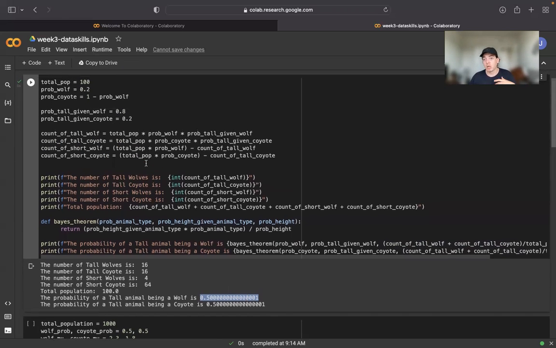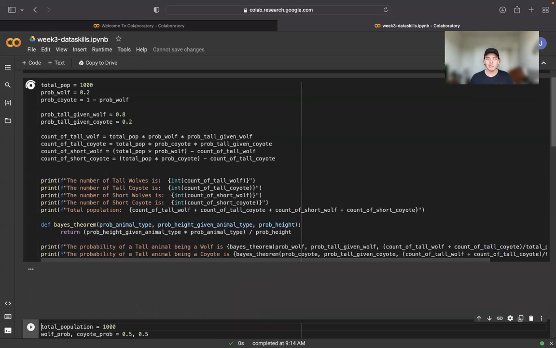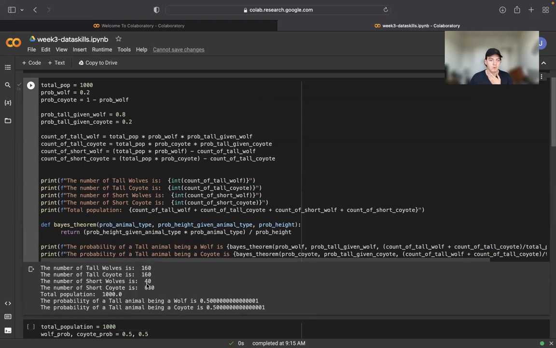And so let's just plug and play. Now we've already done the code. And the nice thing about code is that now we've already enumerated what we need to run. We can go ahead and just change these couple of variables at the top. So if we wanted to evaluate a 1,000 person population, or 1,000 animal population, we can go ahead and do it right away. We'll get the same answer, where you can see that the number of tall wolves, tall coyotes, short wolves, and short coyotes have all changed. However, our actual probability calculations didn't.